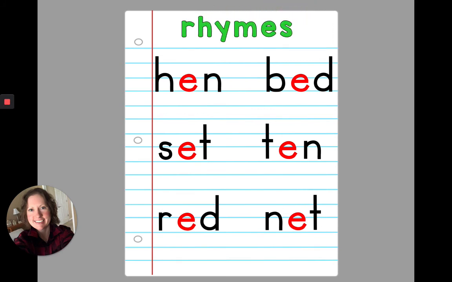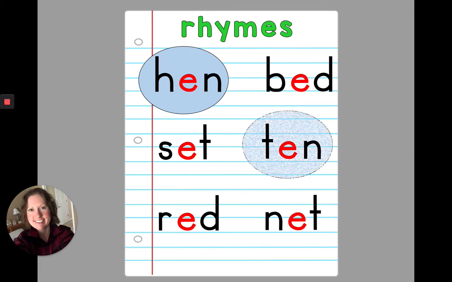Now let's find some rhymes. A rhyme is going to have the same middle and ending sound, but it's going to have a different beginning sound. Do you see any words on this page that would rhyme? I see the word hen. Let's try to find a word that would rhyme with hen. Let me give you a hint. Words that are in the same word family rhyme. Yes, ten rhymes with hen. Let's say those together. Hen, ten. Yes, they rhyme. Good job.